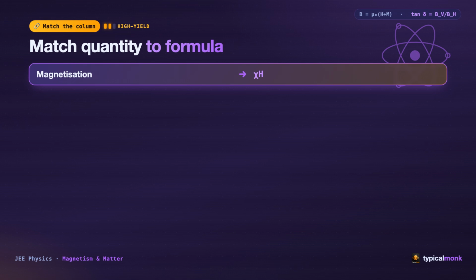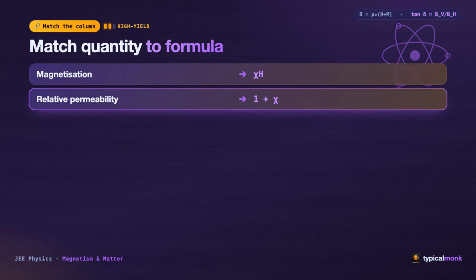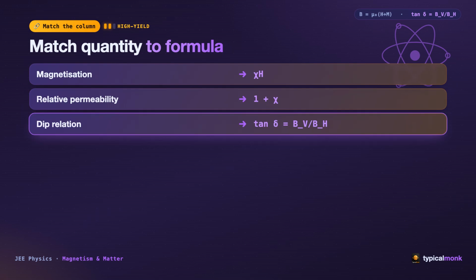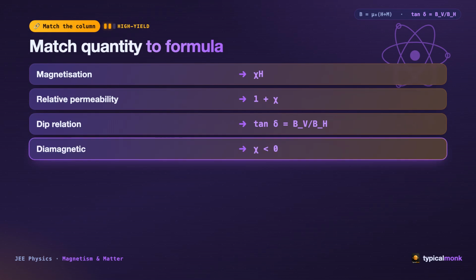The magnetization goes to chi H. The relative permeability goes to 1 plus chi. The dip relation goes to tan delta equals B vertical over B horizontal. And diamagnetic goes to chi less than 0. 4 pairs, each worth committing to memory.